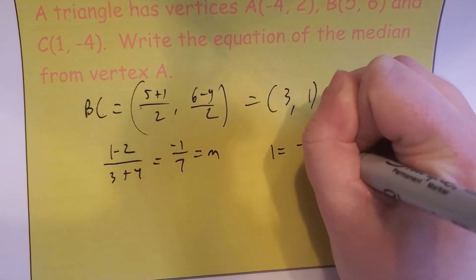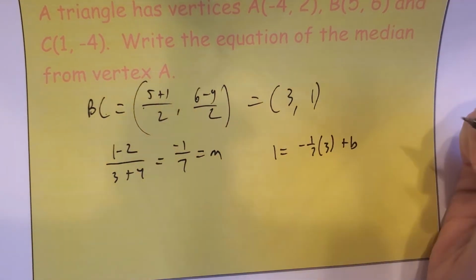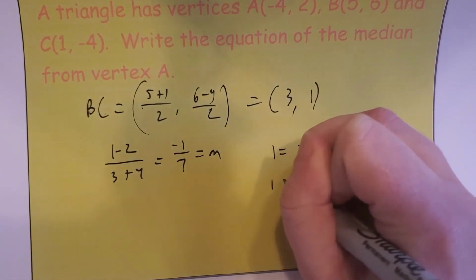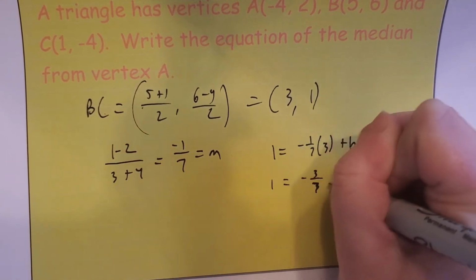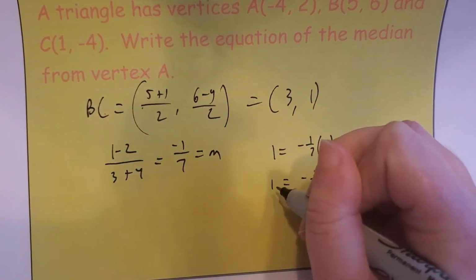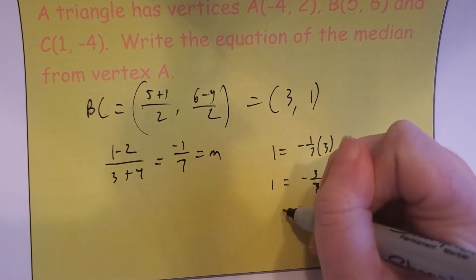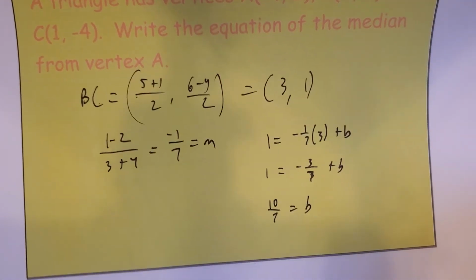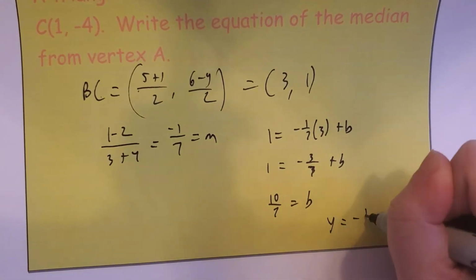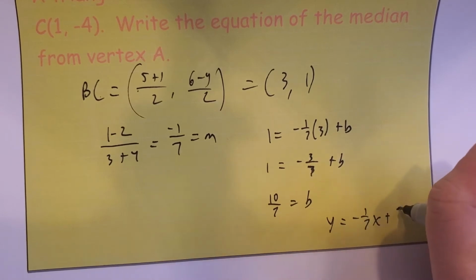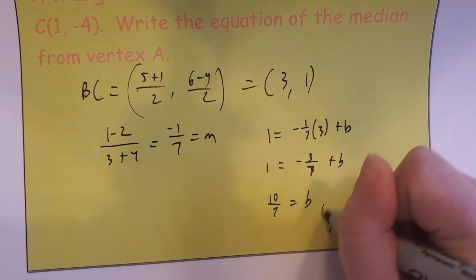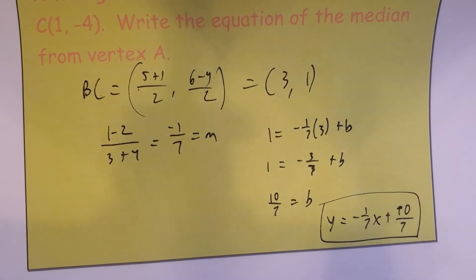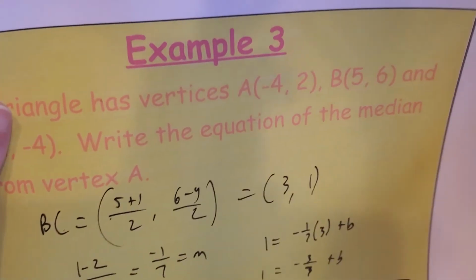1 is equal to -1/7 times 3 plus b. Definitely looks like you're going to get a fraction here. That's -3/7 plus b. So 1 is 7/7. You add 3/7 to both sides, so that's 10/7. That's your y-intercept, which means the equation is -1/7 x plus 10/7. And there you go. Not a big deal if you get fractions. This is level 1. You should be used to them by now.